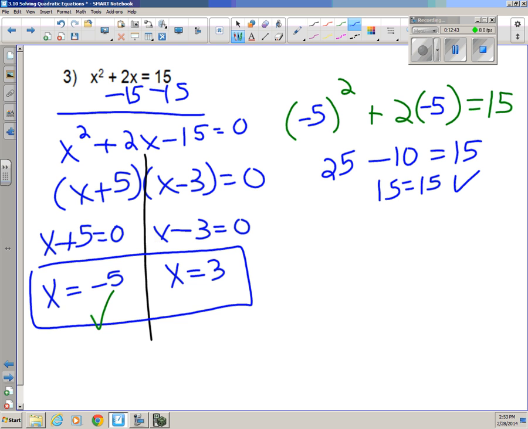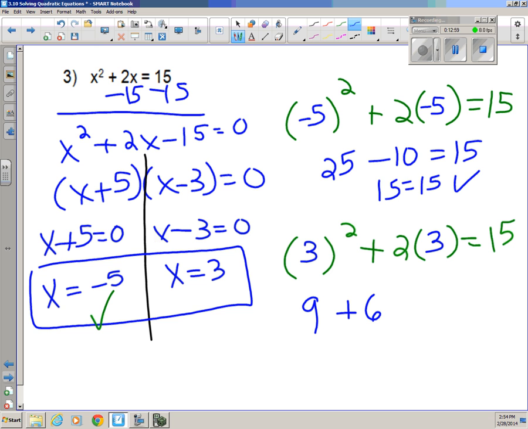Let's try this again. Let's take the second value for x, which was a 3. x squared plus 2x, is it going to equal 15? Well, let's stick in a 3. 3 squared is 9. 2 times 3 is 6. And definitely 9 plus 6 equals 15. So that value worked also. Okay?